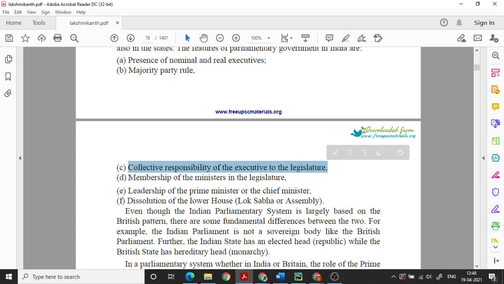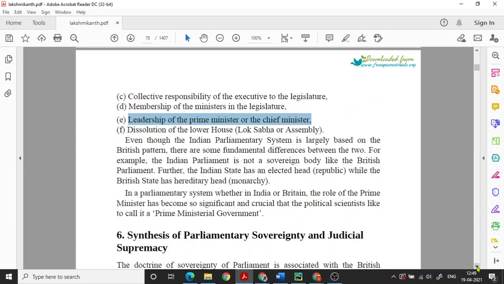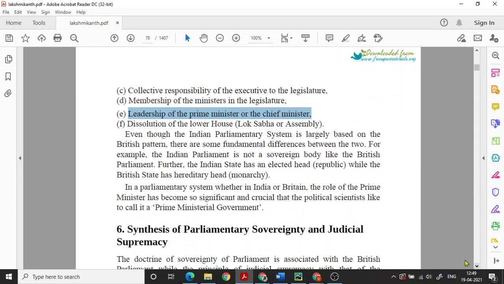Next is membership of the ministers in the legislature, which means that ministers who are part of the executive are part of the legislature as well. So ministers are part of both the legislature and the executive. Next is leadership of the prime minister or the chief minister. The prime minister or the chief minister will be the leader of the assembly, right? Or the legislative body.